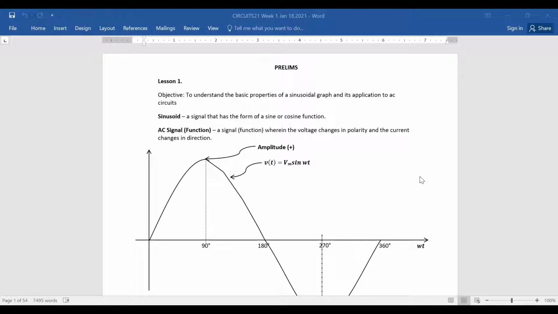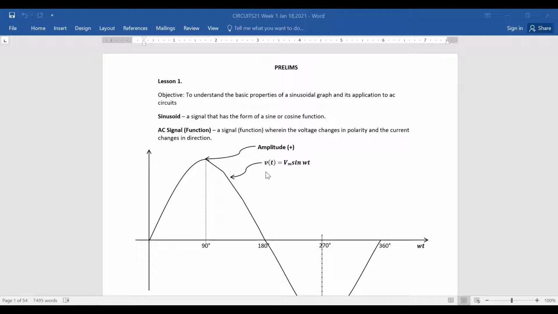So in here we have the definition of the sinusoid. According to the definition, a sinusoid is a signal that has the form of a sine or cosine function. It may be in sine or it may be in cosine. Say for example, in our illustration here, our sinusoid is in sine function.